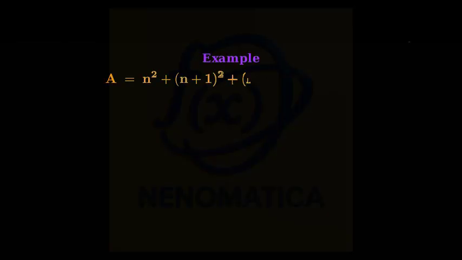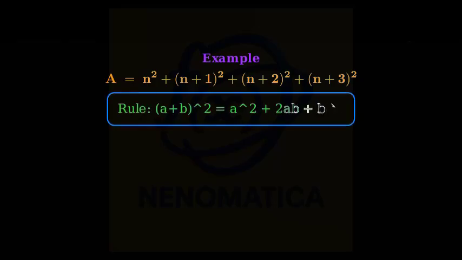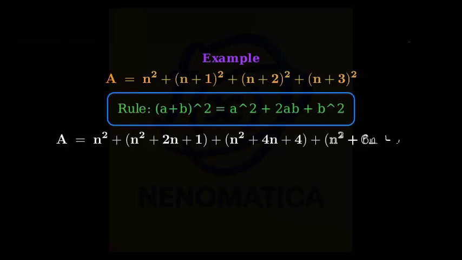In this example, we will find exactly which natural numbers n make the sum of 4 consecutive squares divisible by 10. Example, let n be a natural number, for which n is the quantity A equal to n² + (n + 1)² + (n + 2)² + (n + 3)² divisible by 10. Step 1. Expand each square using the binomial identity (a + b)² equals a² + 2ab + b². Combine like terms.